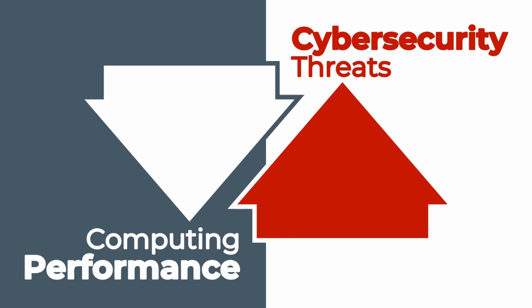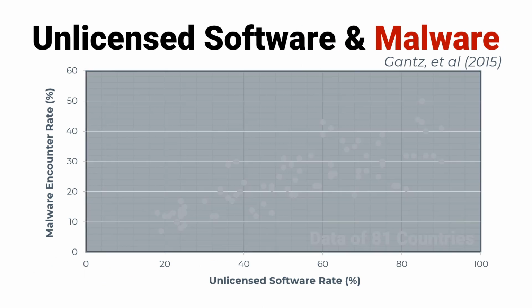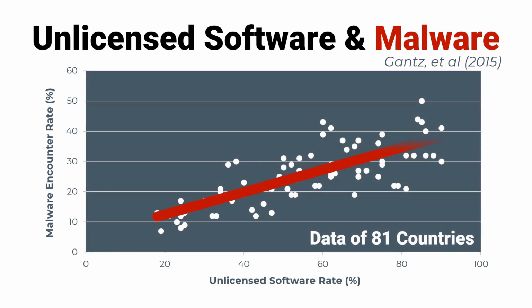Aside from a decrease in computing performance, the bigger concern when people desire to use pirated software are their accompanying cybersecurity threats. According to a study by Gans et al. in 2015, the rate of malware encounter increases as the rate of unlicensed software use increases. Across 81 countries, the two variables showed strong correlation.